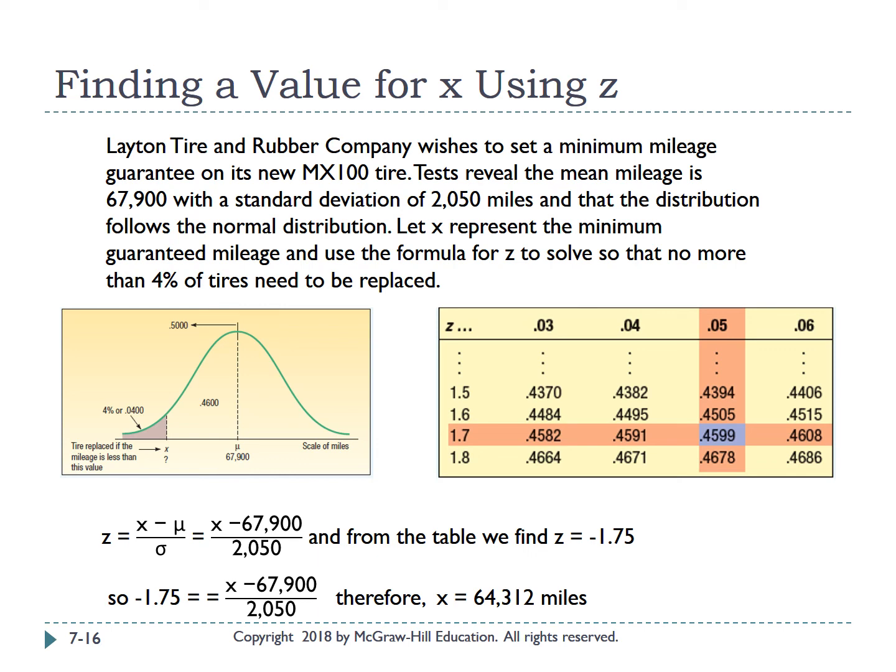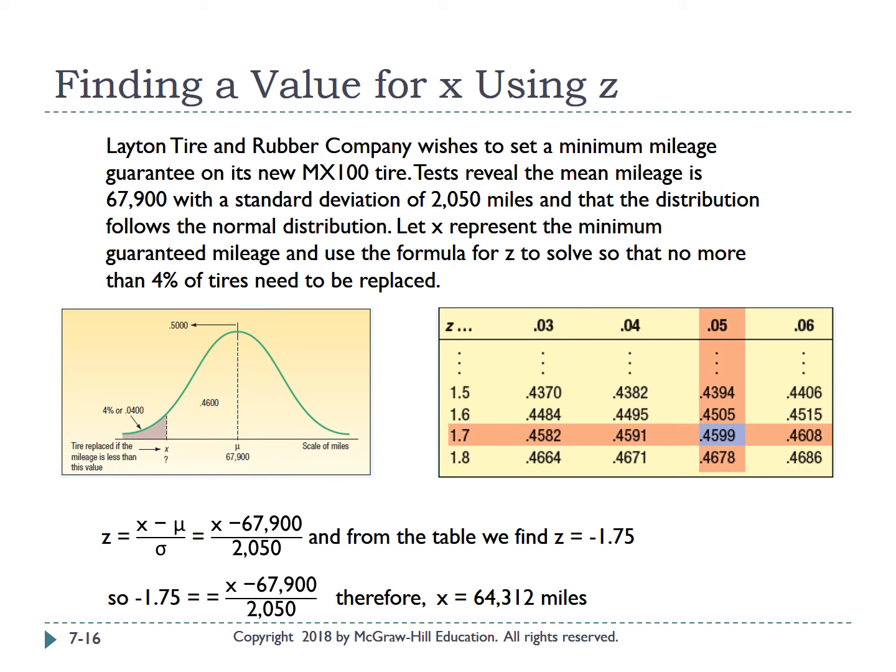Now refer to the Z table. Search the body of the table for the area closest to 0.4600. The closest area is 0.4599. Now move to the margins from this value and read the Z value of 1.75. Because the value is to the left of the mean, it is actually minus 1.75. So the Z value is minus 1.75.